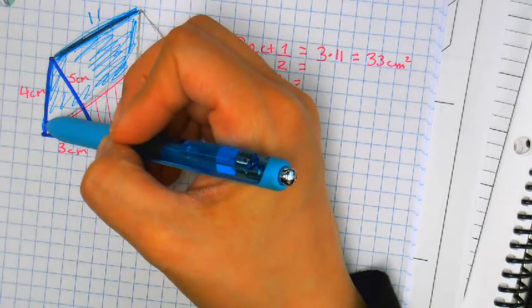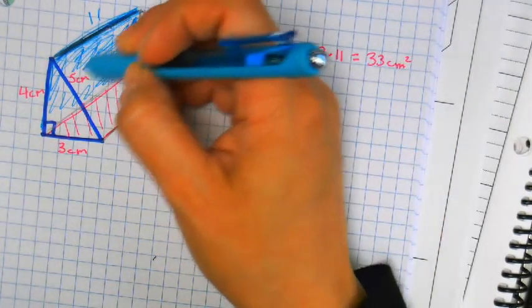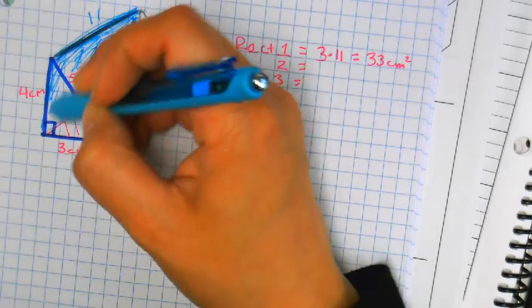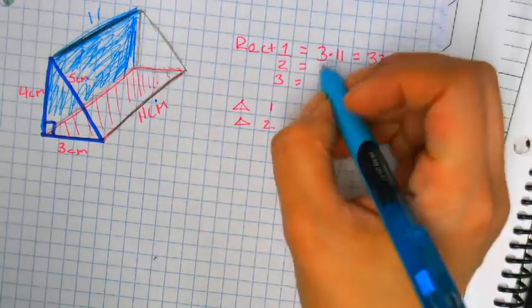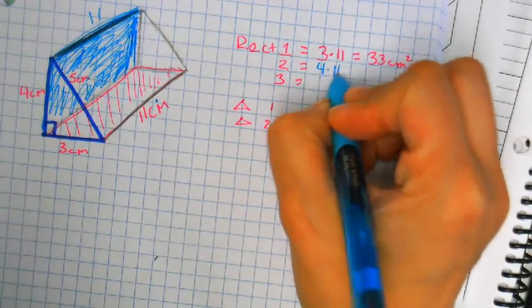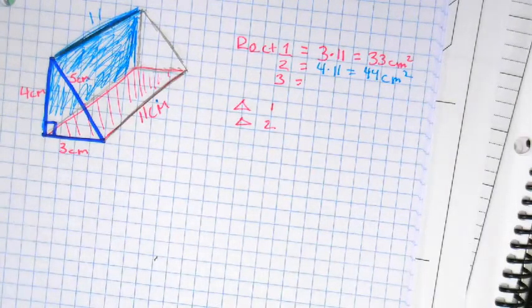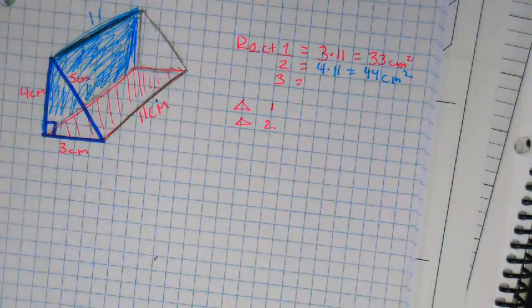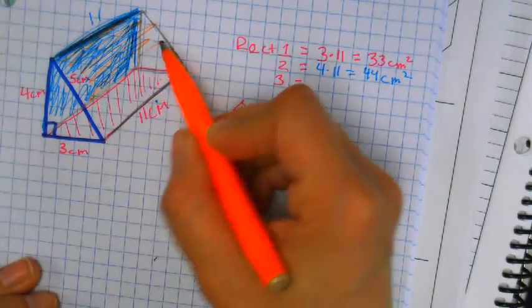So for those of you who said 55, not okay. So this back one, you're not terribly wrong, but you weren't using the one I wanted. This one is 4 by 11, which is 44 centimeters squared. Now I'm going to do the slanted one, which is this part over here, this whole thing.